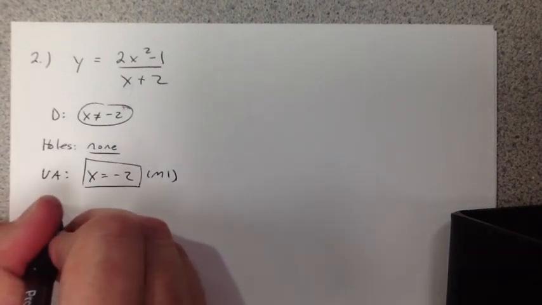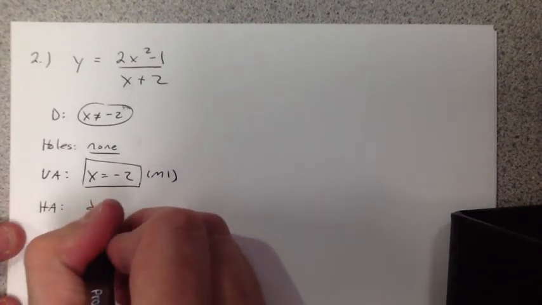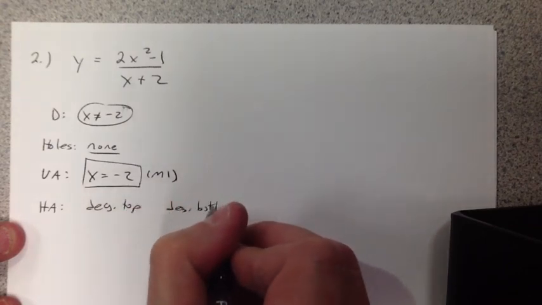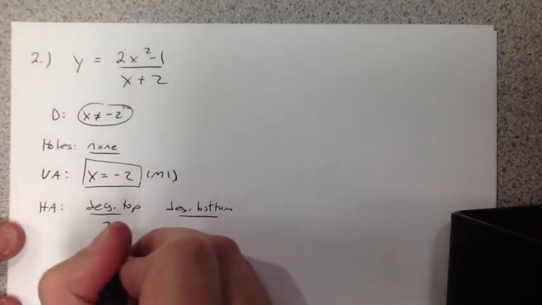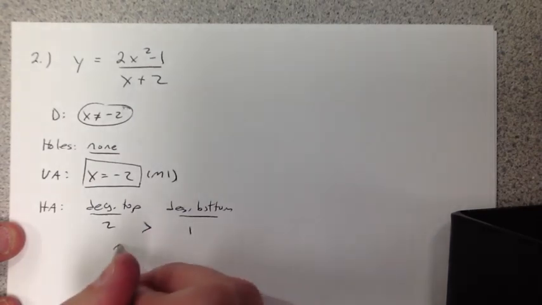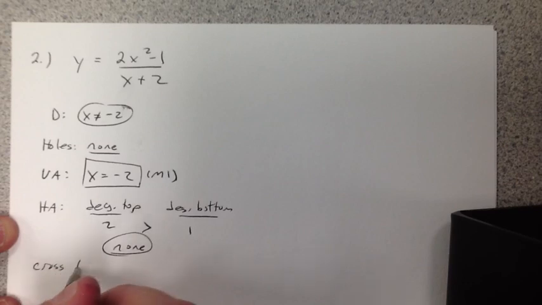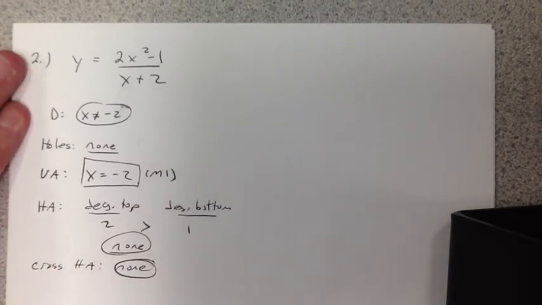Looking at the horizontal asymptote, look at the degree on top, and look at the degree on bottom. On top it's a 2, on bottom it's a 1. It's greater, so there's none. Will it cross? You can't cross something that's not there, so it won't cross.